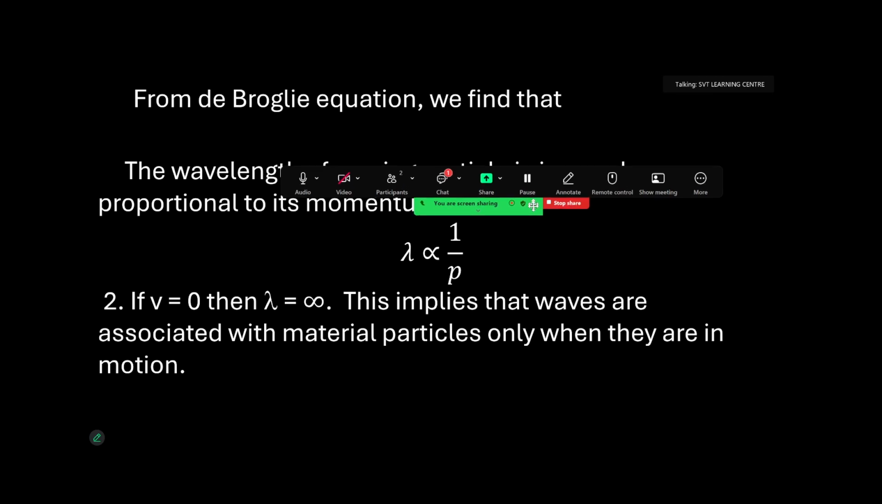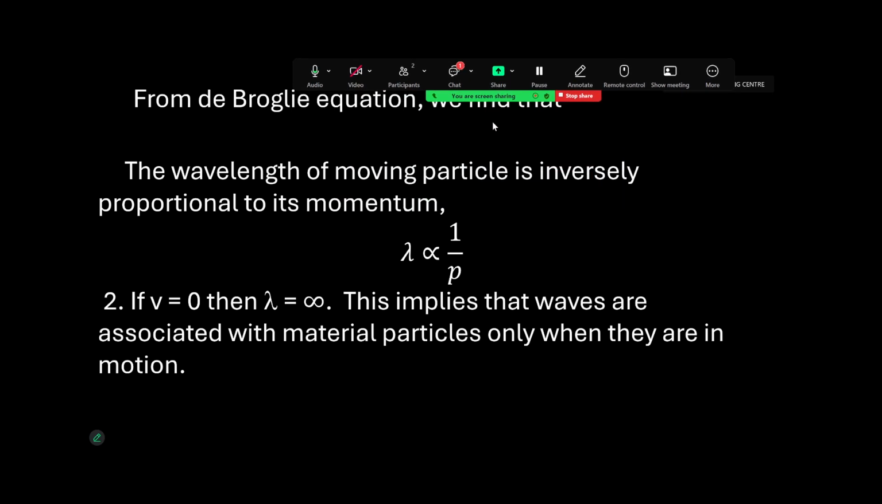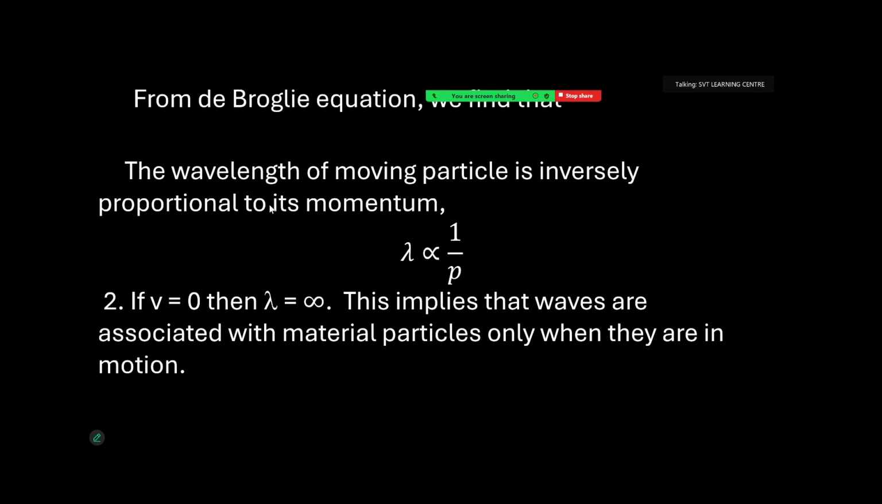Now, from de Broglie's equation, we find that the wavelength of a moving particle is inversely proportional to the momentum. So, if the momentum is small, lambda will be big. Now, if v is 0, then lambda becomes infinite. This implies that waves are associated with material particles only when they are in motion. Now, that's an important point to note.